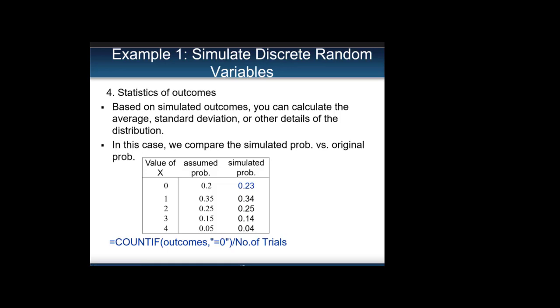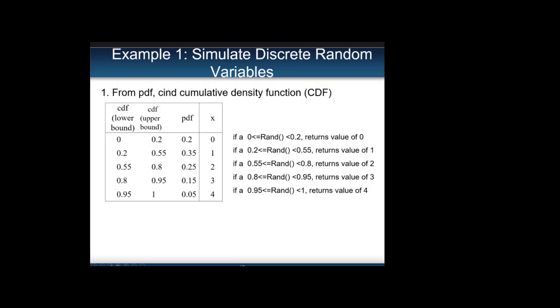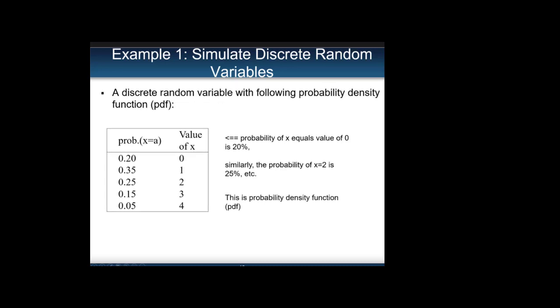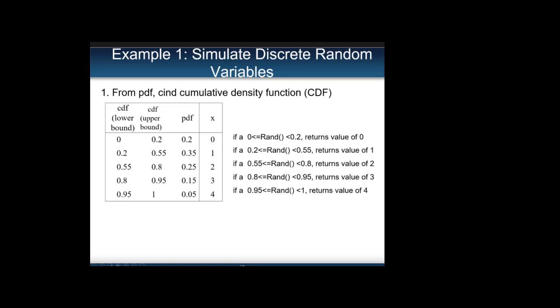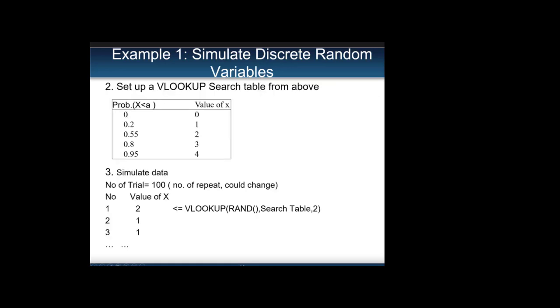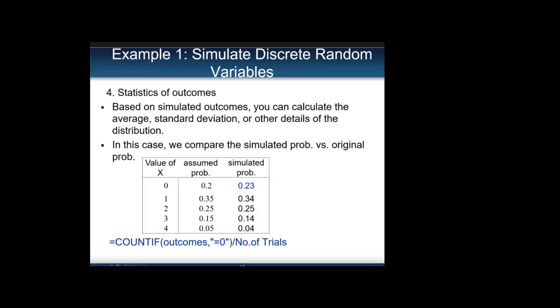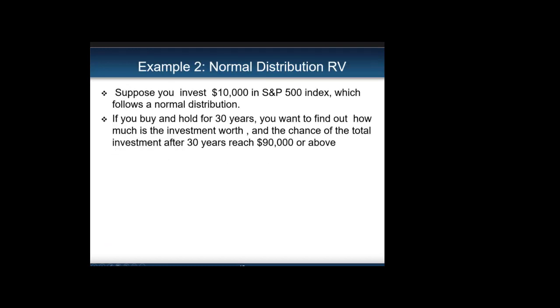So when we simulate more and more data, the simulated probability will more likely be closer to the assumed probability at the beginning. So these are the steps to simulate a discrete random variable: we create a CDF from the PDF, then put them into a lookup table, then we simulate and look at the outcome.